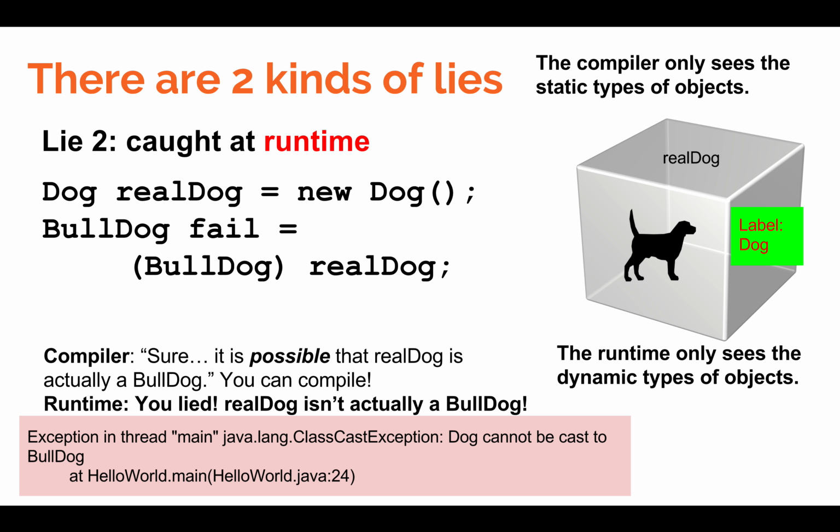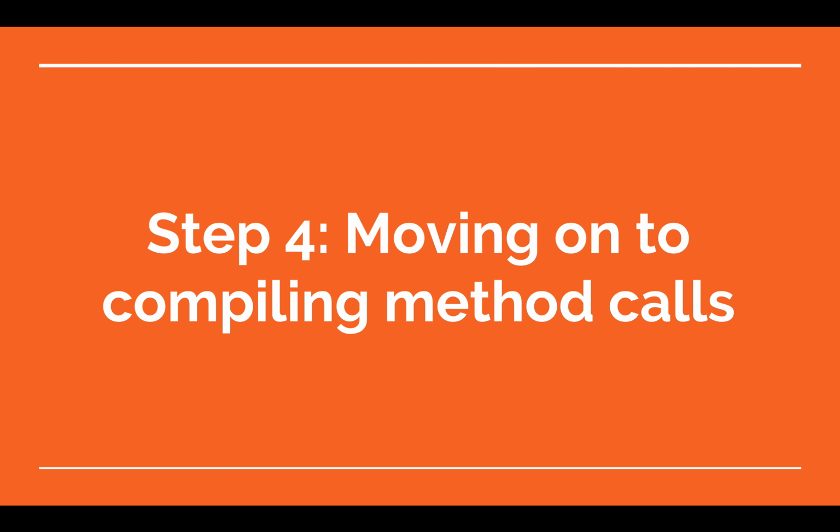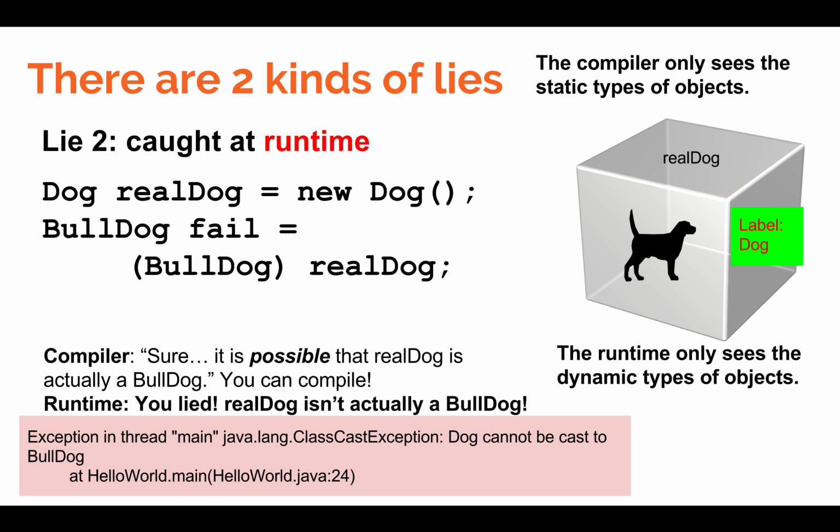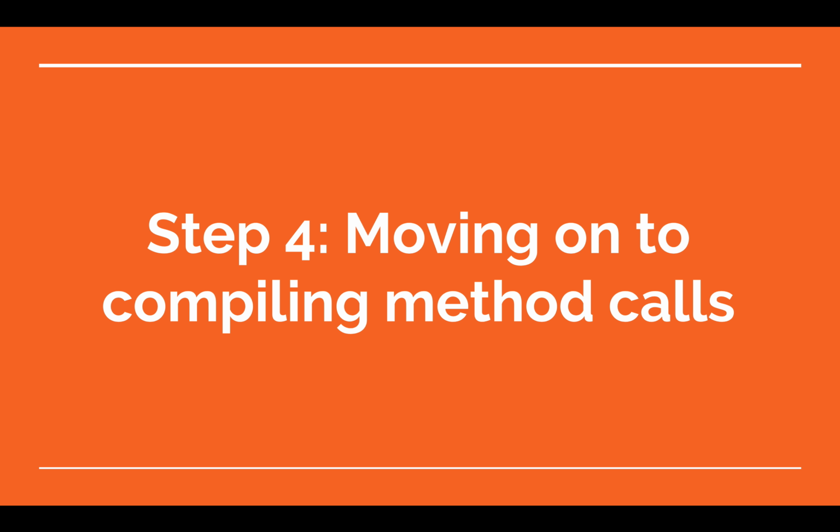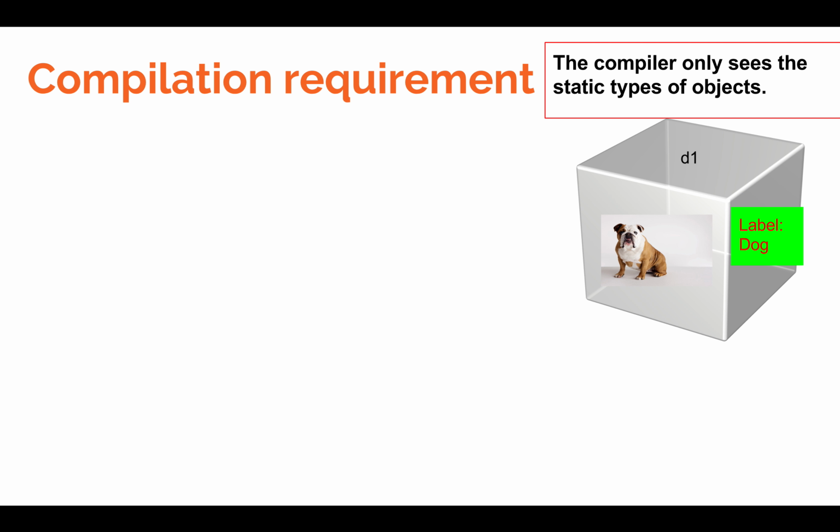Okay, cool. So far we've done 3 steps. Initialization with casting, and then we've seen 2 lies when casting can be a problem. Okay, so this is a running summary of what's going on. All right, let's move on to method calls. So first we'll see how to compile them, then we'll see how to run them, and then we'll see what else happens. Okay? All right.